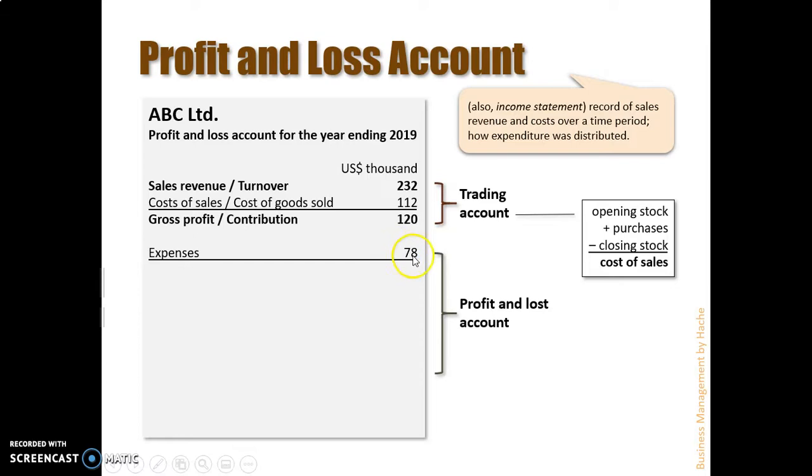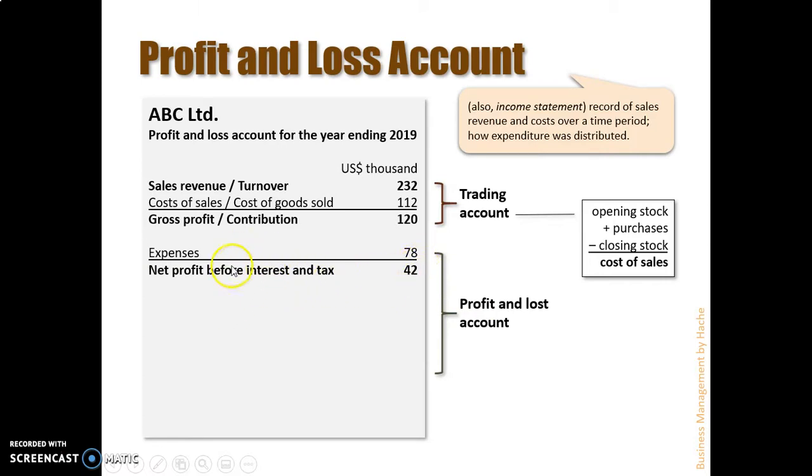In this case, it is $78,000. We subtract the expenses from the gross profit, and then we get the net profit before interest and tax. This is the first step of the profit and loss account section. Okay, we get the net profit before interest and tax.